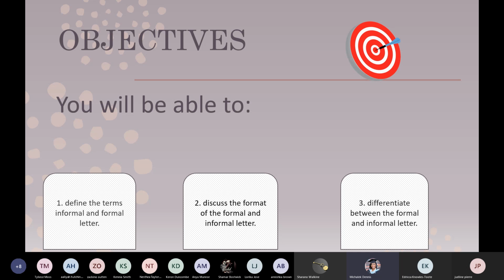You want me to start from objectives or the beginning slide, the first slide? No, objectives I think would be fine. Okay.